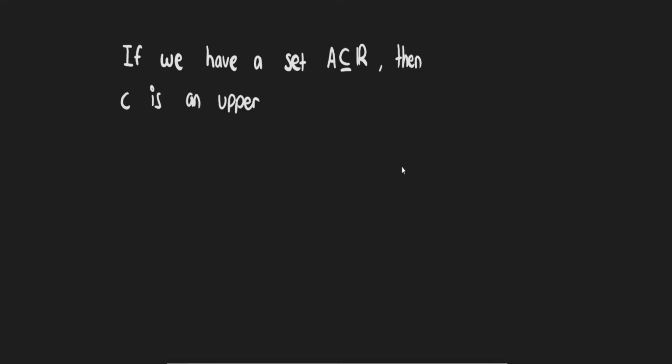This video will be about least upper bounds, and to start talking about least upper bounds, we need to first understand what we mean by an upper bound. So if we have a set A, which is a subset of the real numbers, then a number C is said to be an upper bound of A if for all x inside of A, C should be greater than or equal to x. So basically this just means that C needs to be greater than or equal to everything that is inside of A.